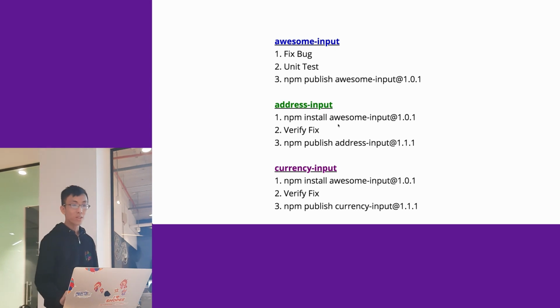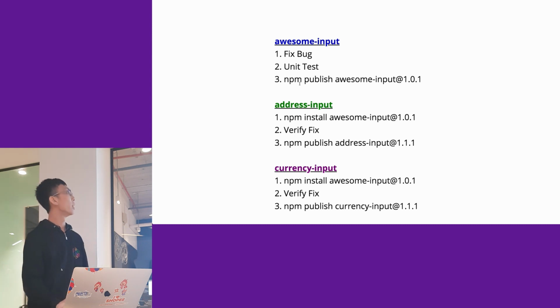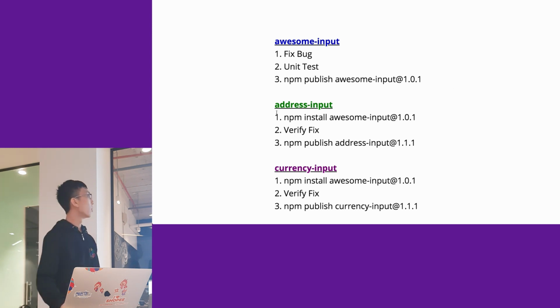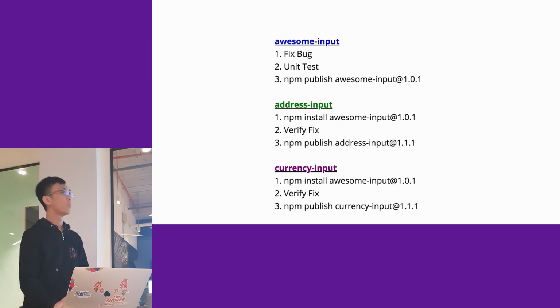So Sean went to fix the bug, and then unit tested awesome input. Made sure everything works, and then he published a new version, awesome input 1.0.1, as a bug fix. And then in address input, he installed the new version of awesome input, verified it fixed, and then he published that. But then in currency input, he installed.